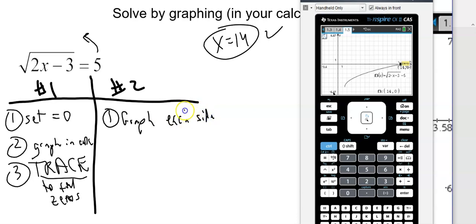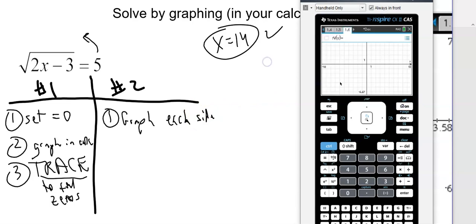So what I mean by that is I'm going to graph here square root of 2x plus 3. And as my second equation, you tab to open up the entry line. I'm going to graph 5. I'm going to see where those two guys cross. So to find that, you need to use the intersection point tool.